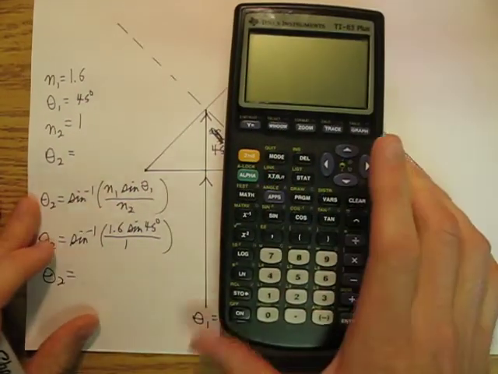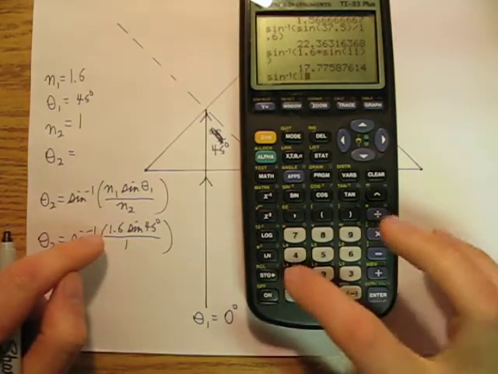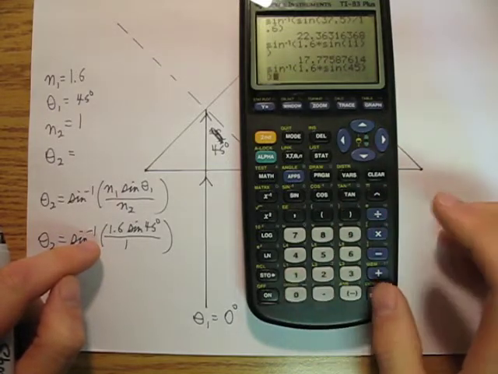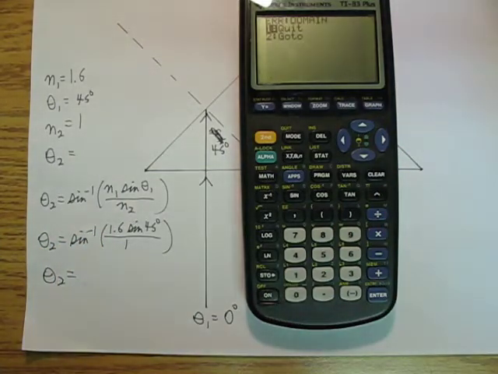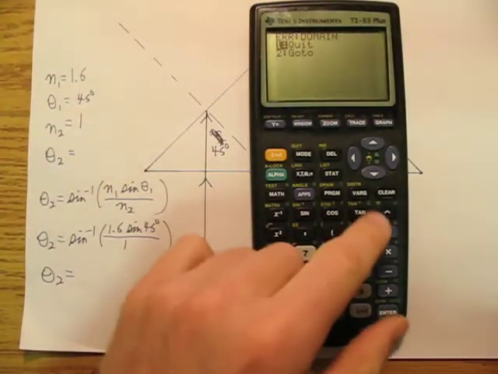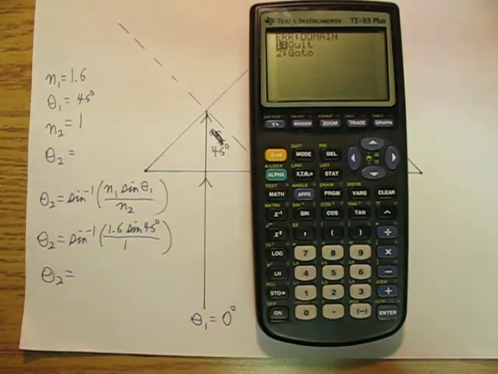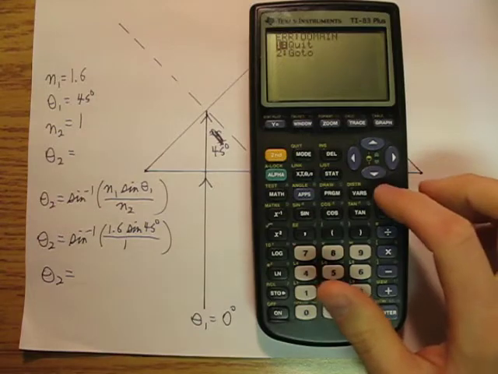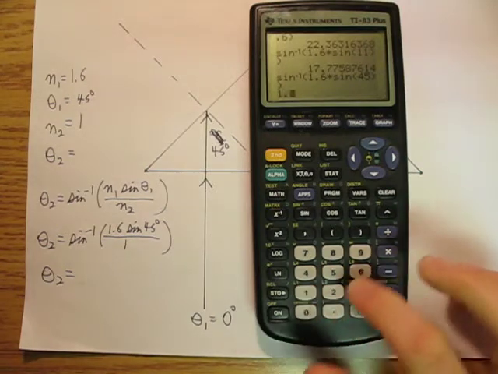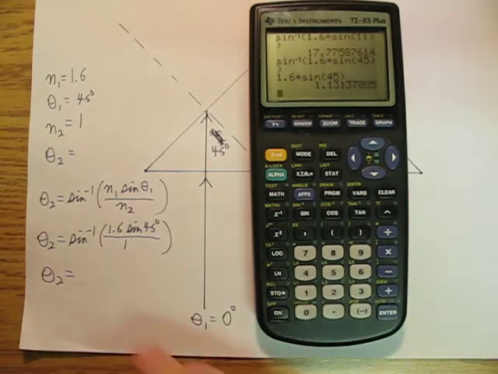So I do that on my calculator. Sine inverse of 1.6 times sine 45. And I don't need to divide by 1. Oh goodness, what just happened? Okay, did I type something in wrong? It says error, domain. Well, I'm a little bit confused. Until, of course, since I have a master's degree in physics, and I've done this for a number of years, I'm actually lying to you, I'm not confused at all. I realize that 1.6 times sine 45 is 1.13.